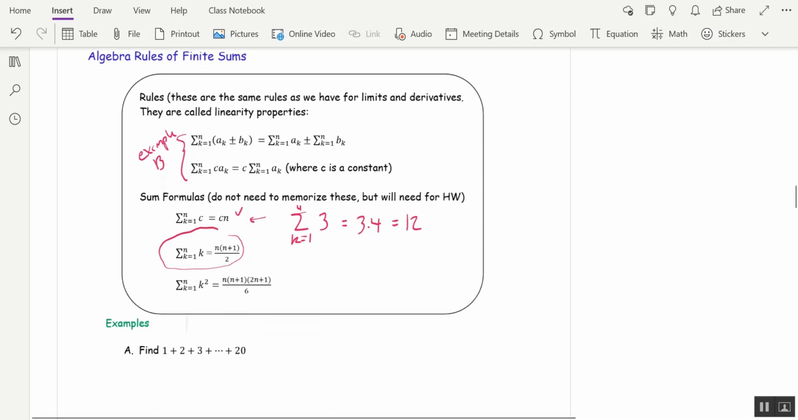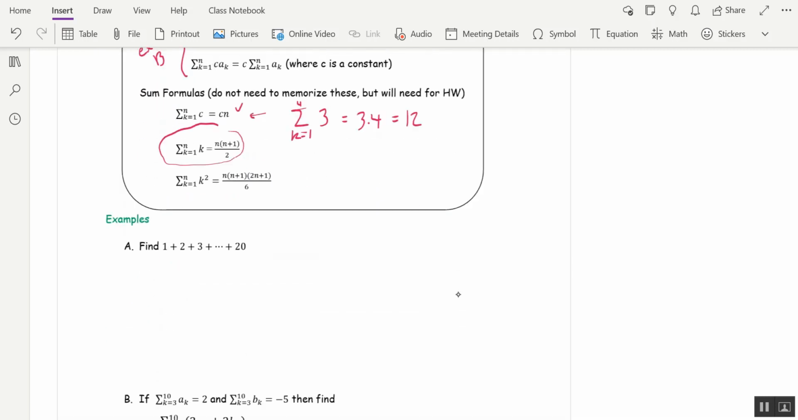I'm jumping down right here. Let's use that formula to find the sum of the integers 1 through 20. And so let's write that first in closed form. That's the sum k equal 1 to 20 of k. And so our n in the formula is 20. And so using the formula up above, we get n, which is 20, times n plus 1, which is 21, and we divide by 2, and that gives us 210. So that's a quick way to add up some integers.